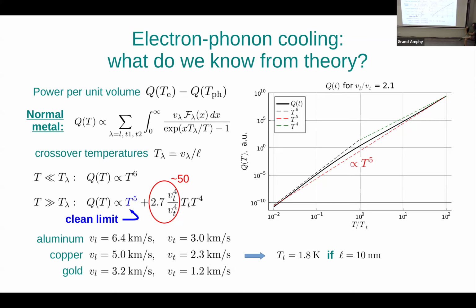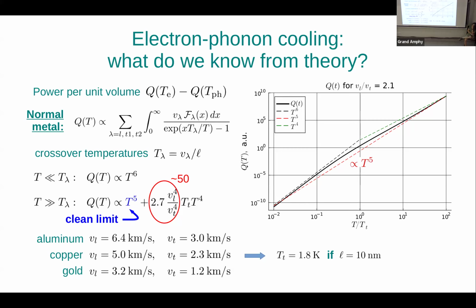So you see, when we have this crossover scale, if I plot everything in units of this crossover scale for transverse phonon, then the shape of this curve depends only on the ratio of the velocities, longitudinal to transverse. Okay, so this is for 2.1, which is copper. But they all are pretty similar, yeah? So in different metals, this ratio is maybe 2, maybe 3. So where does this t to the 4-ish come from?